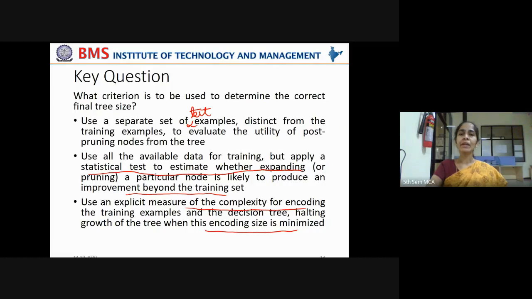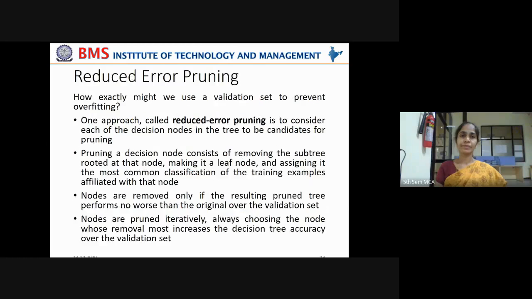Okay, so these are all the criteria which you can follow in order to prune the overgrown trees, prune the overfitting trees, right? Normally we go with this first criterion only. It is simple as well as efficient.